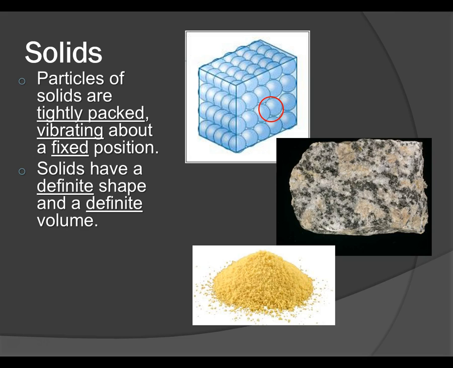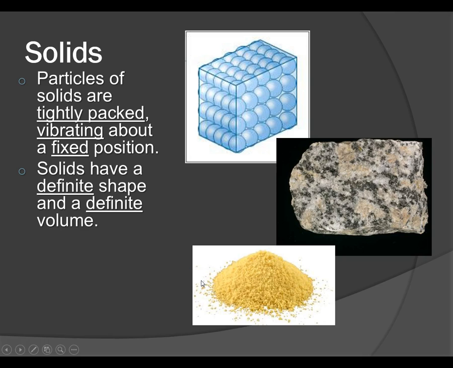Now, how can we describe the shape of a solid? Well, we say they have a definite shape, or they hold their shape, and they have a definite volume, meaning whatever amount of space it takes up, even if we grind it all the way down to powder, it still takes up the same amount of space, and it will still hold whatever shape it's originally in.